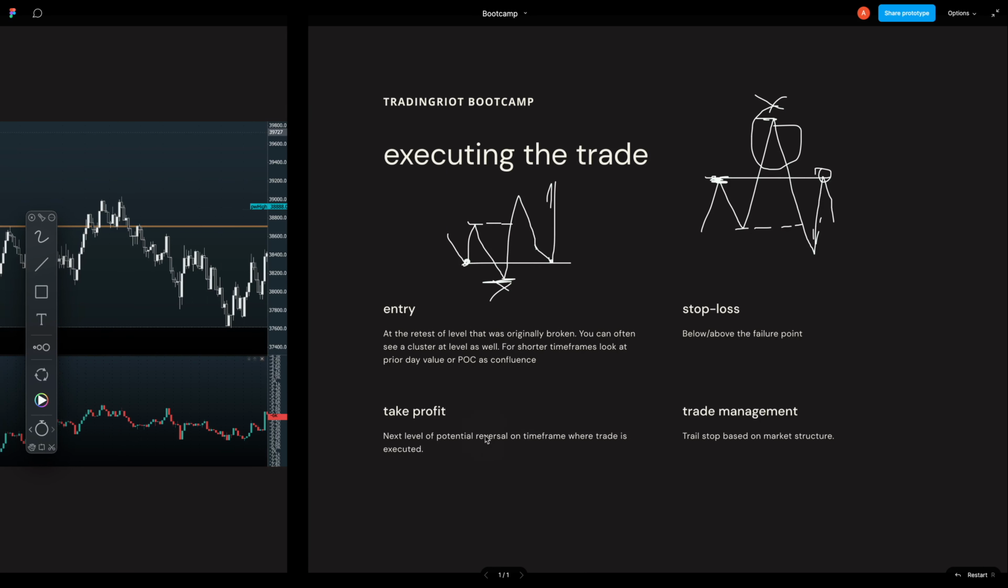The take profit is the next potential level of reversal on the time frame where the trade is executed. In a majority of cases, it will be this high here, because then you can make a three drive basically into here. So I very often with these things take profits at this first level where the pullback into QM started.